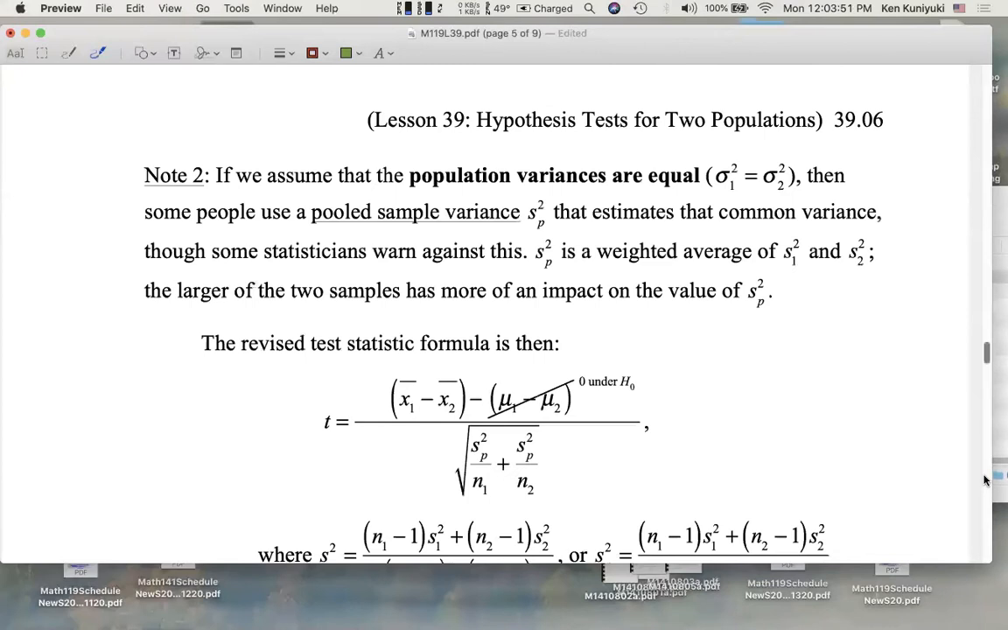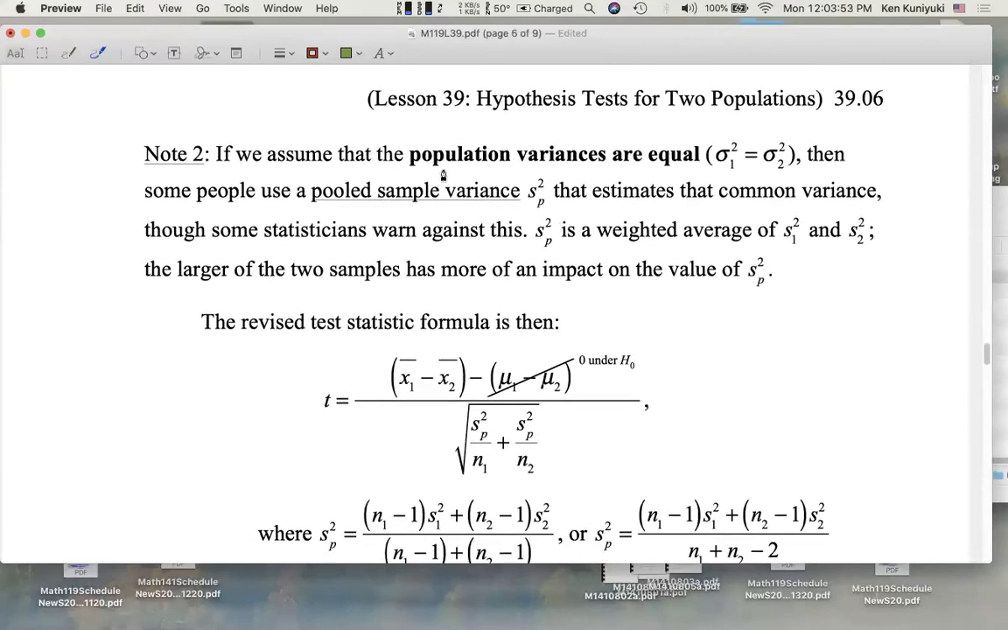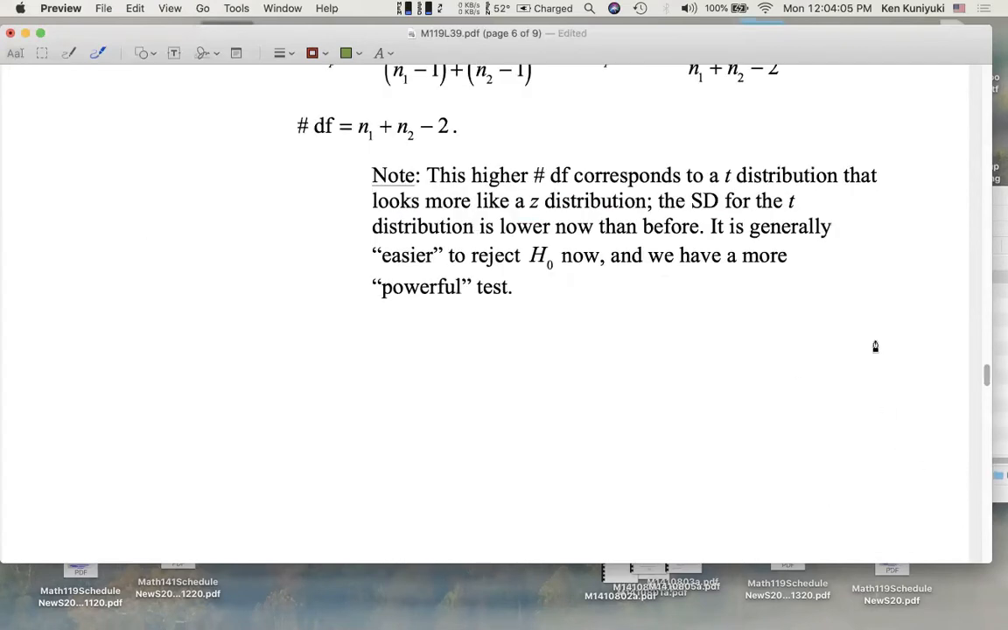Now, if we assume that the population variances are equal, then some people might use a pooled sample variance, but some statisticians warn against this. Now, one reason why researchers might want to use a pooled sample variance is that it then makes it easier to reject the null, and we have a more powerful test. So then it's more likely that you're going to basically prove your research hypothesis, the alternative.